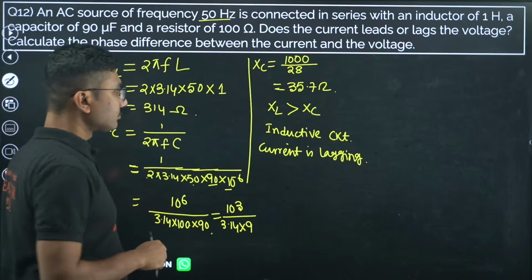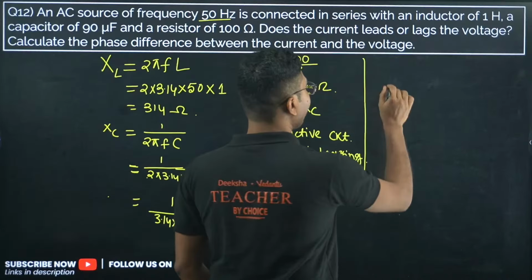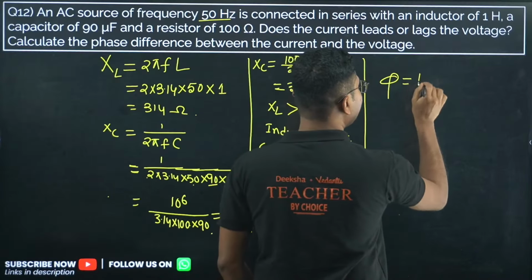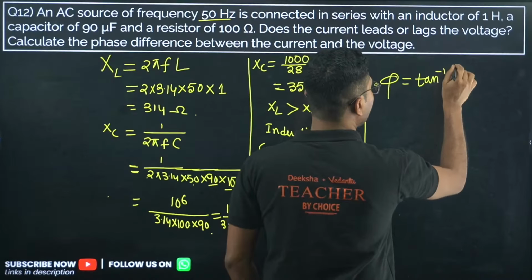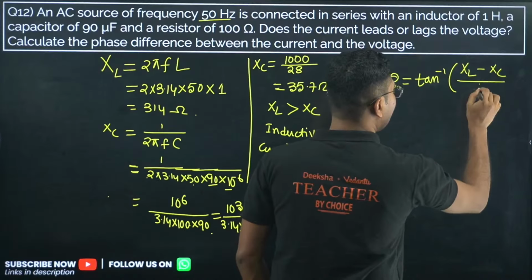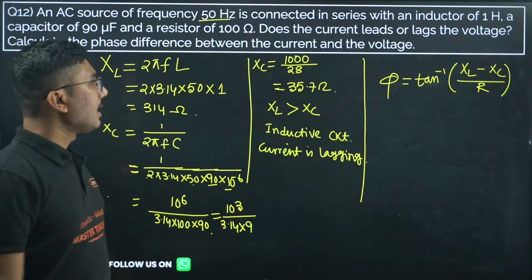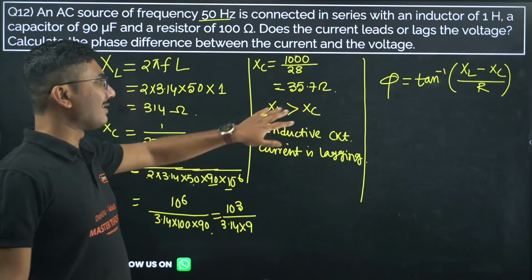let's see. So current is lagging. Now how to calculate the phase angle? Phase angle is calculated by tan inverse of (XL minus XC) by R. Now remember that this is okay, fine, you get XL greater than XC.